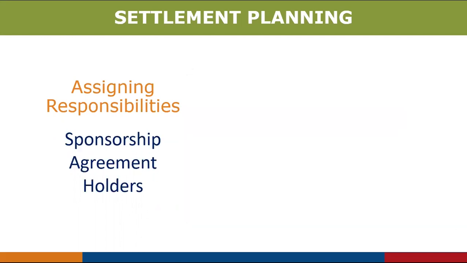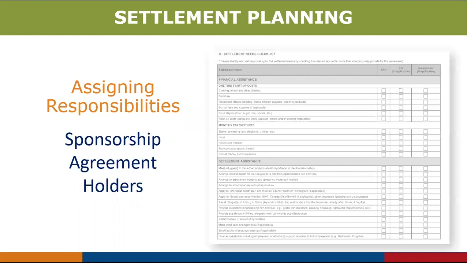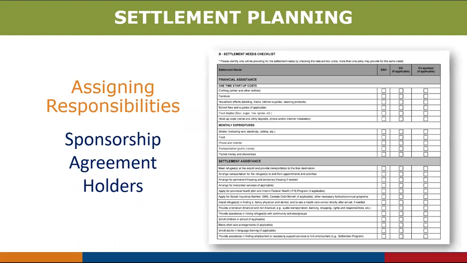Now, when it comes to sponsorship agreement holders, your settlement plan looks like this. You have a column for the sponsorship agreement holder, a column for the constituent group, and for the co-sponsor. Now, those additional 2 columns are only if it's applicable. If you are a sponsorship agreement holder that doesn't work with co-sponsors or constituent groups, then of course you're going to check mark each of these boxes under the SAW column. But if you are working with a CG and or a co-sponsor, you will check mark the responsibilities for them as appropriate.